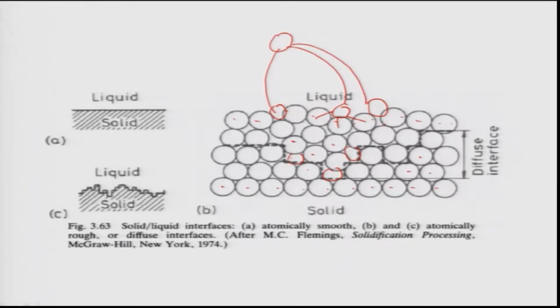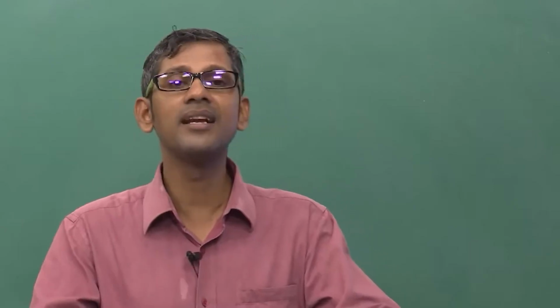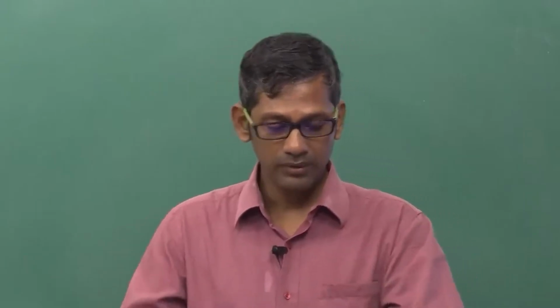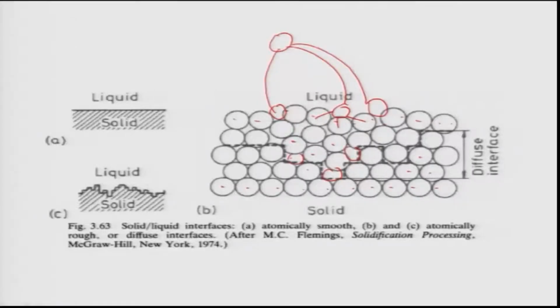But that normally happens for metals. Most metals, and in ceramics things like silicon dioxide and titanium dioxide. But there are other things like silicon and germanium, metalloids, where the surface is not actually like that. The surface is basically what is known as jagged. So what is the meaning of that?